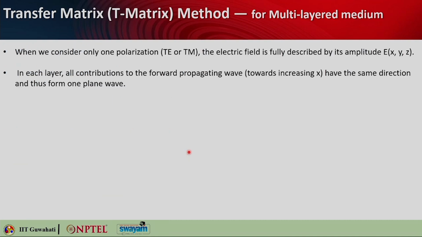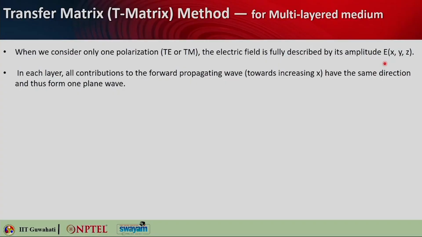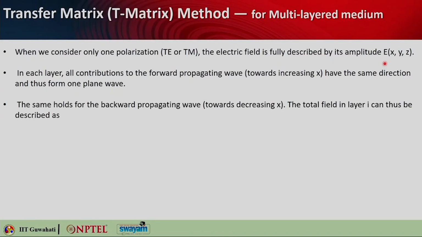Now, we will consider each of these cases, TE and TM, and we will be able to describe the electric field in terms of its amplitude E, which is a function of x, y and z. In this structure each layer will have the contribution of a forward propagating wave, towards increasing x, and it will also have contributions from some reflection from the interface. Similarly, it will also have a backward propagating wave.